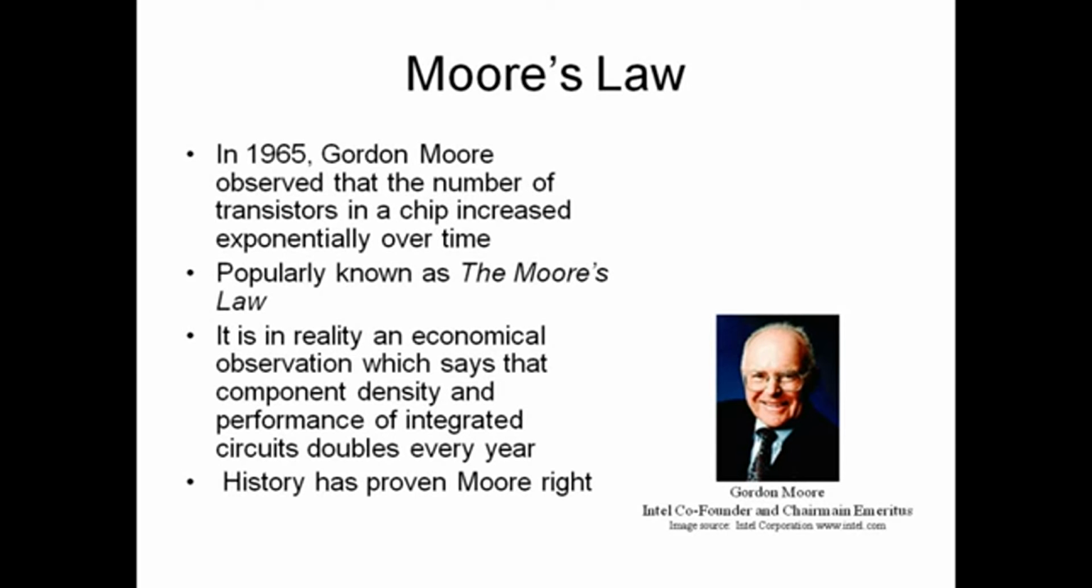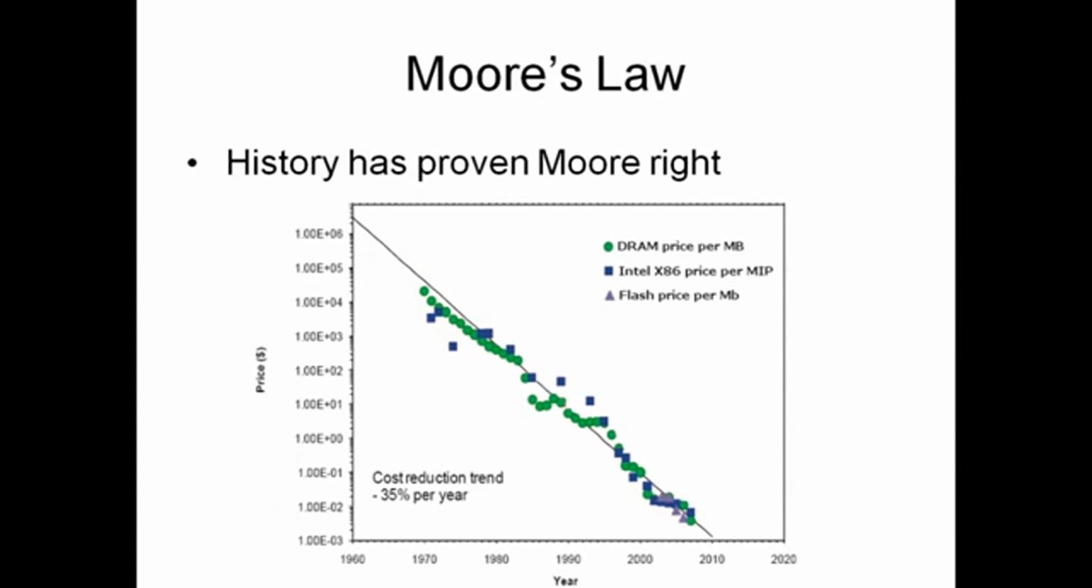And incidentally, history has proven Moore right. If you look at typical microchips, like a microprocessor over the years and a DRAM chip over the years, you will see that they more or less followed Moore's law, and the cost per chip was coming down. Here, of course, is a comparison of the cost over the years, and the component density also increased as per Moore's prediction, or sometimes even more than Moore's prediction has been achieved.